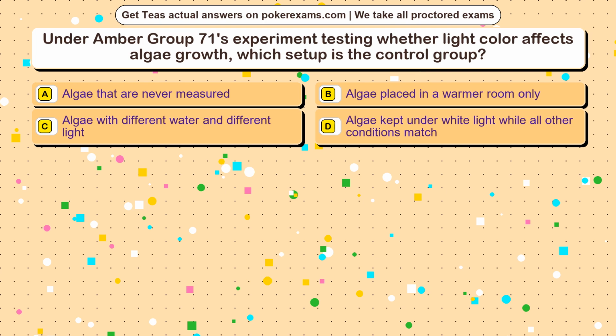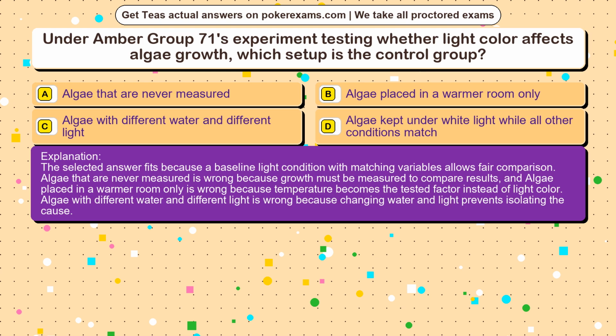The correct answer is option. The selected answer fits because a baseline light condition with matching variables allows fair comparison. Algae that are never measured is wrong because growth must be measured to compare results, and algae placed in a warmer room only is wrong because temperature becomes the tested factor instead of light color. Algae with different water and different light is wrong because changing water and light prevents isolating the cause.